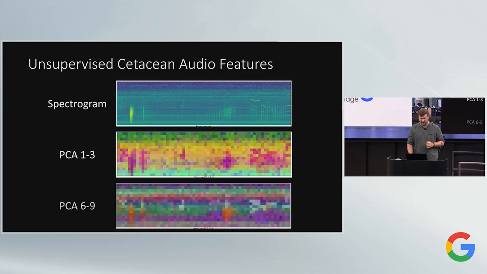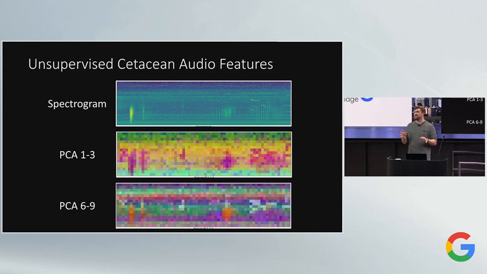And so this is PCA 6 through 9, and you can kind of see that the core click trains, those big broadband signals that are over here, they light up as orange in PCA components 6 through 9, whereas these whistle signals over here, they're going to light up as white in PCA 6 through 9.